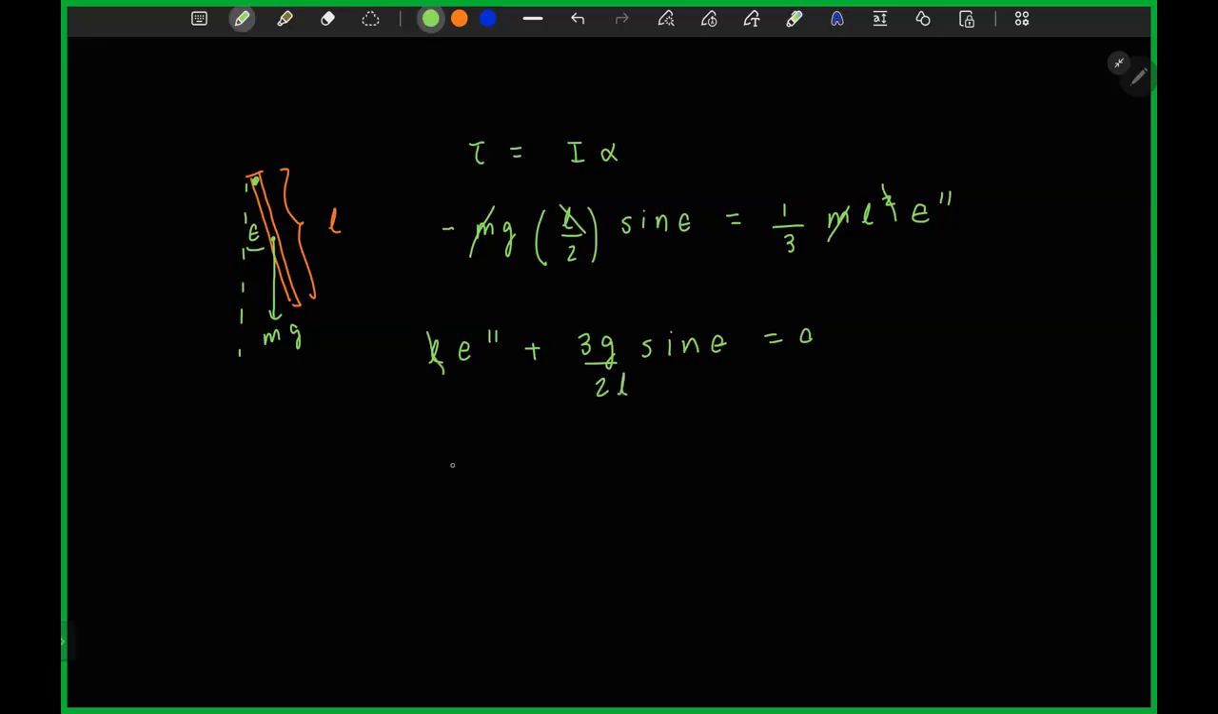And lastly, we'll now apply our small angle approximation once again. So we get 3g over 2L, theta equals 0. And at this point, I notice that I can pattern match. We again have theta double prime isolated with some multiple of theta. Therefore, we can say omega equals square root 3g over 2L.